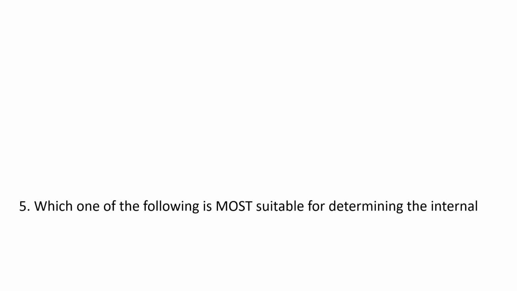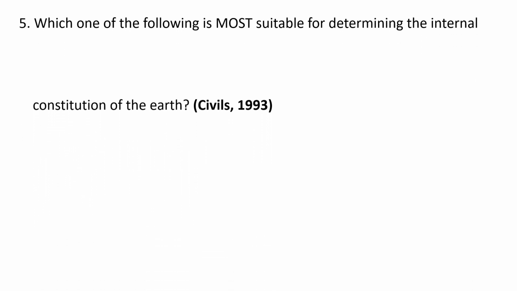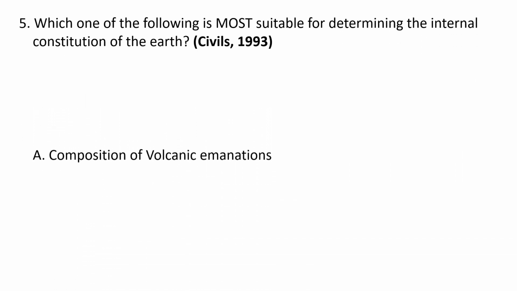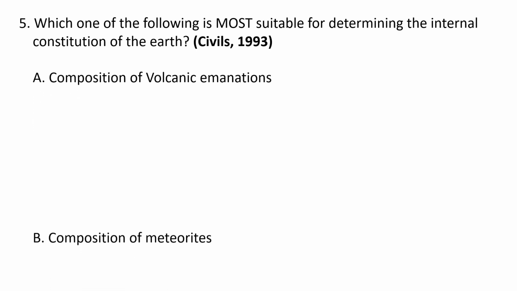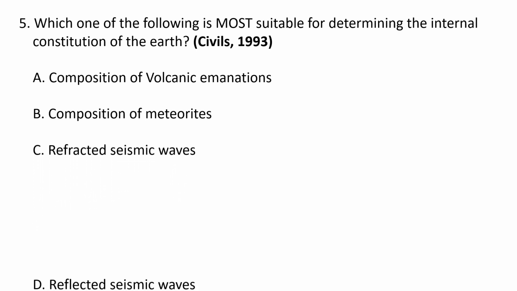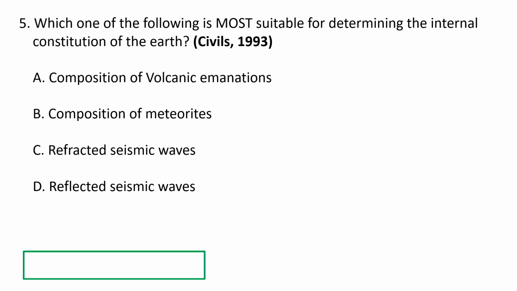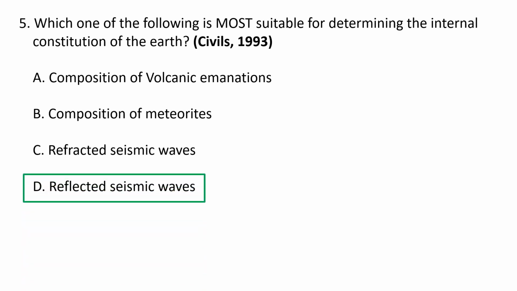So that is known as rejuvenation. Next question. Which one of the following is most suitable for determining the internal constitution of the earth? So this was the question asked in Civil Services 1993. A. Composition of volcanic emanations, B. Composition of meteorites, C. Refracted seismic waves, and D. Reflected seismic waves. So the most suitable for determining the internal structure of the earth is the reflected seismic waves. So D is the correct answer.